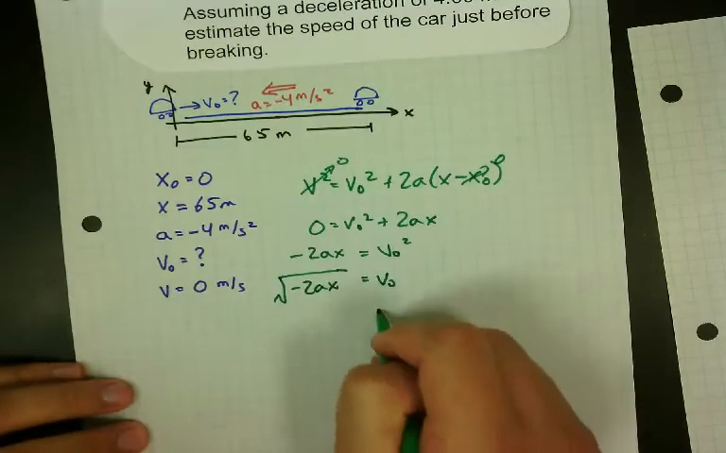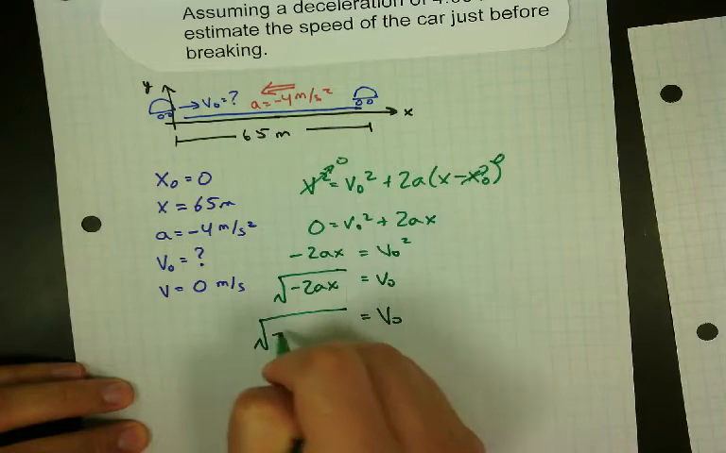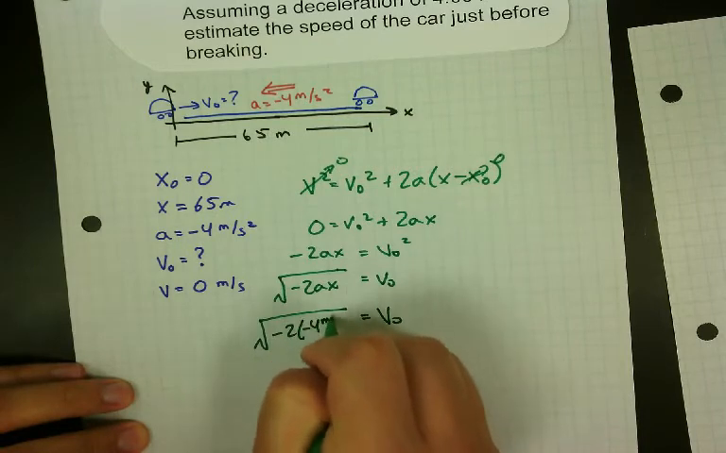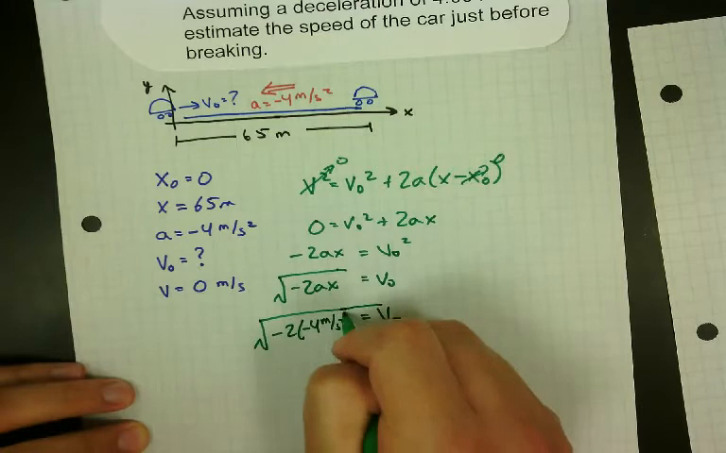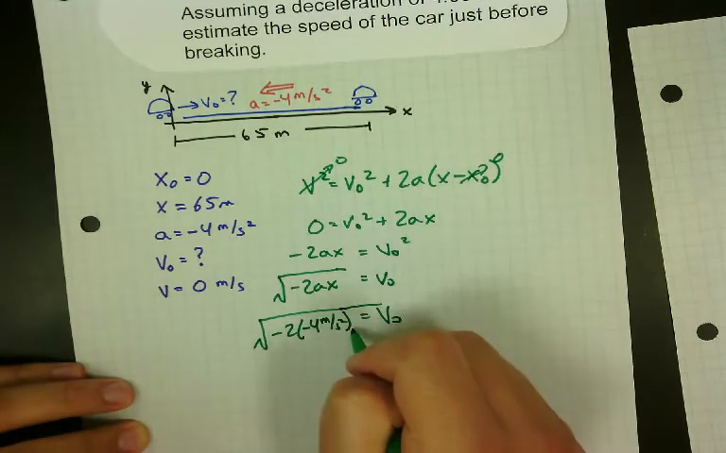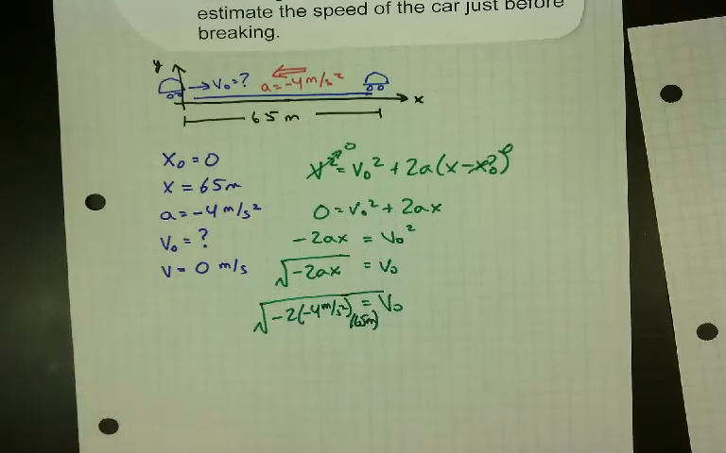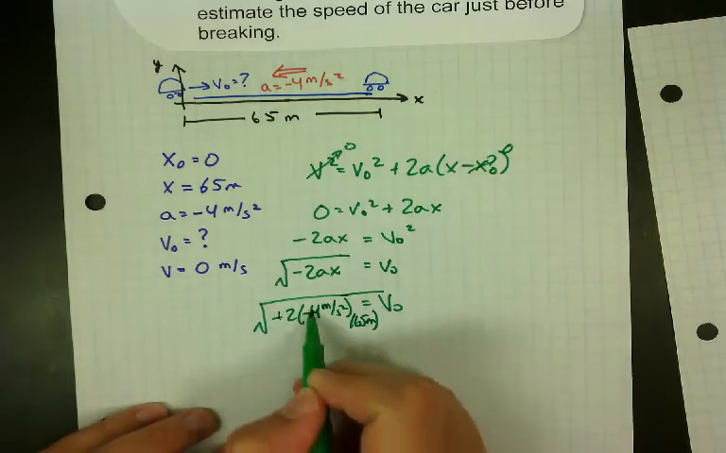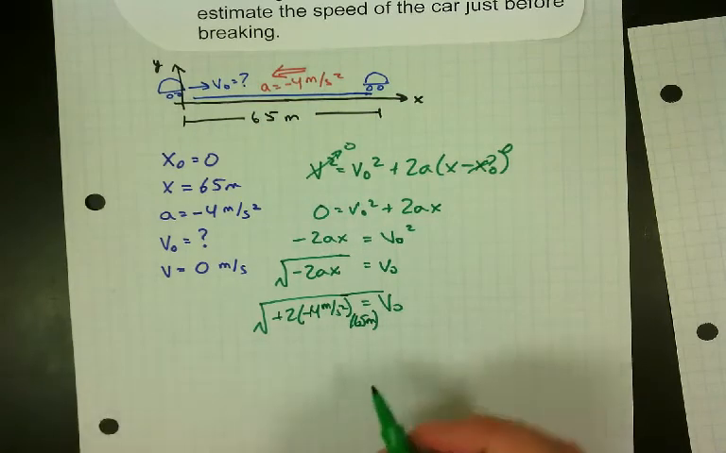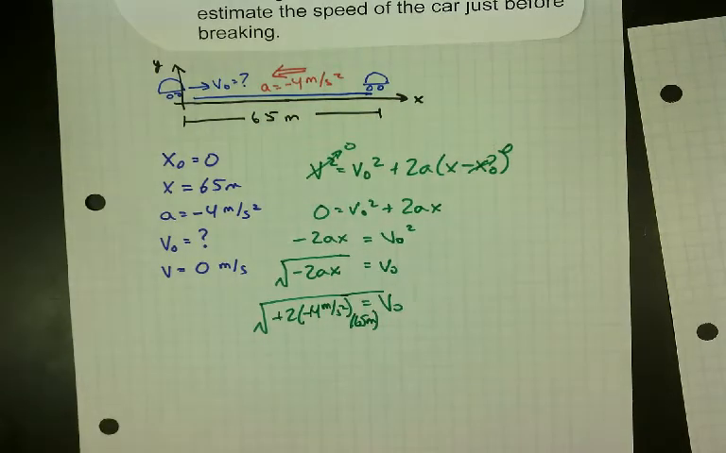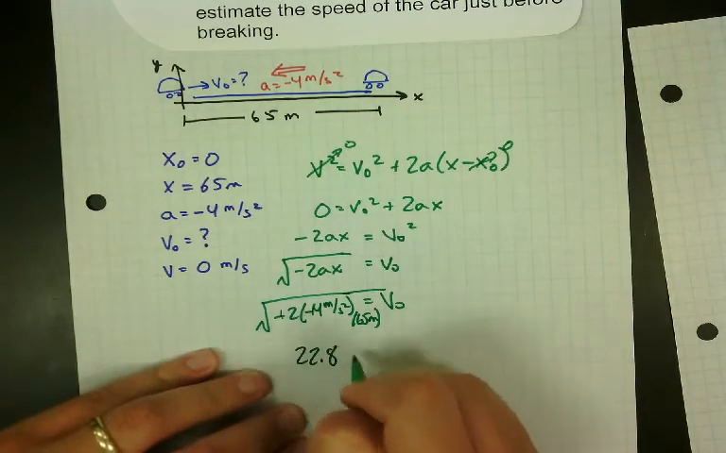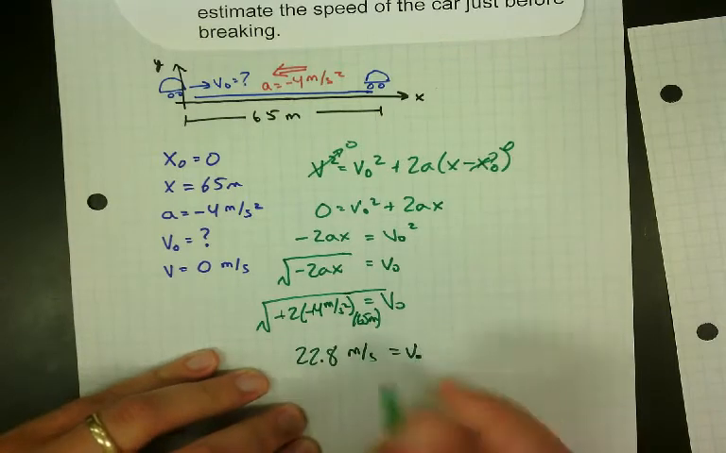So that's v naught is the square root of negative 2 times negative 4 meters per second squared, times 65 meters. Pardon my jumbled work there. But you'll see that my negatives cancel out. My negative 2 and my negative 4 cancel out. So I'm left with the square root of 520, which is 22.8 meters per second. That is v naught.